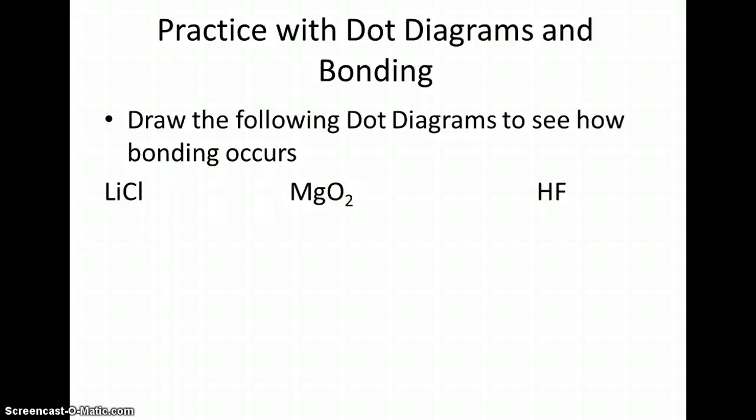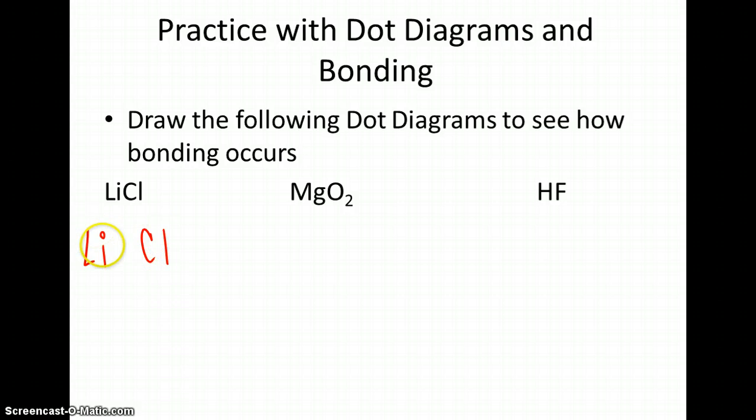So the last thing we're going to do is practice making dot diagrams and bonding. I've showed you this before, but we're really going to focus on it more during this unit. So the first thing we want to think about when doing dot diagrams and bonding is they're like puzzle pieces. The puzzle pieces are going to fit into each other. So my first goal when figuring out if something's going to bond together is I first want to draw their Lewis dot structures.